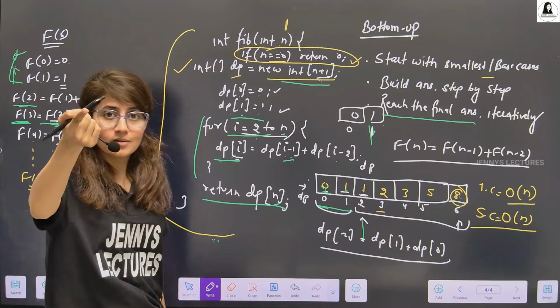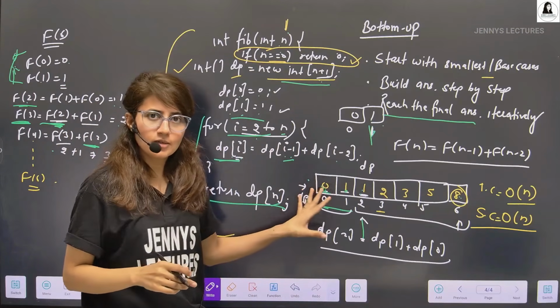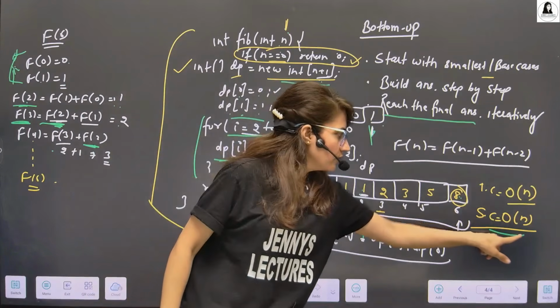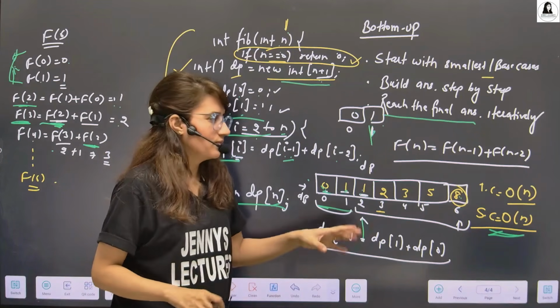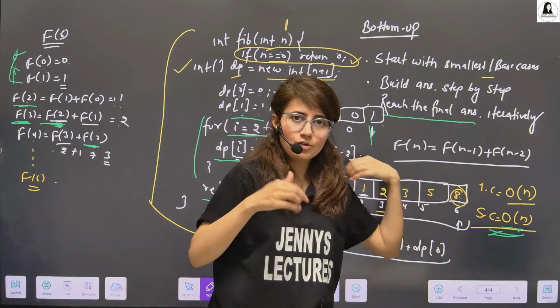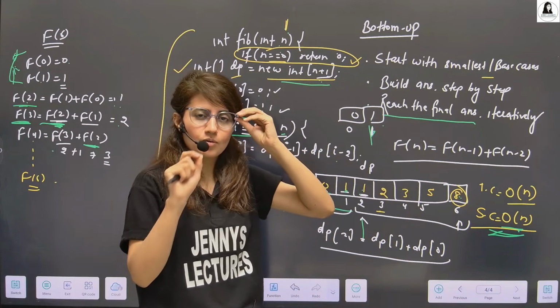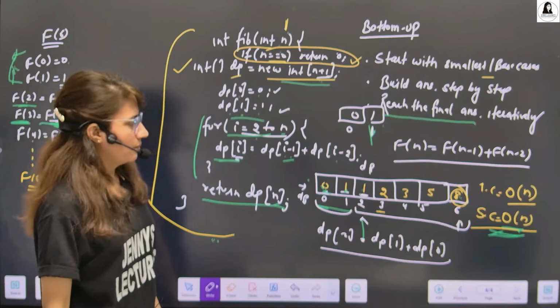Previously it was n plus n. One n was for the recursion stack, and the other n was for the DP array. But here there is no recursion stack, so we have optimized a little bit. In space complexity terms it's order of n itself, but when you look deeply, it's only 1n. Previously it was 2n. Time complexity is the same.